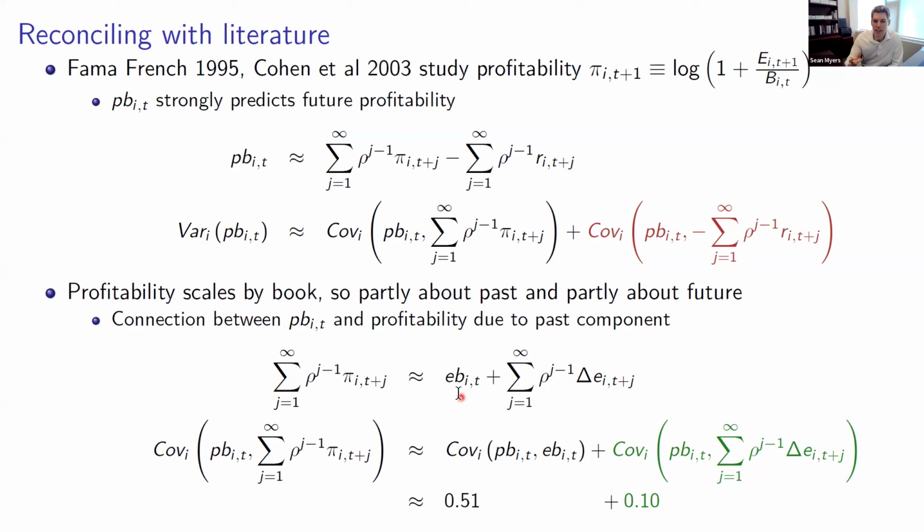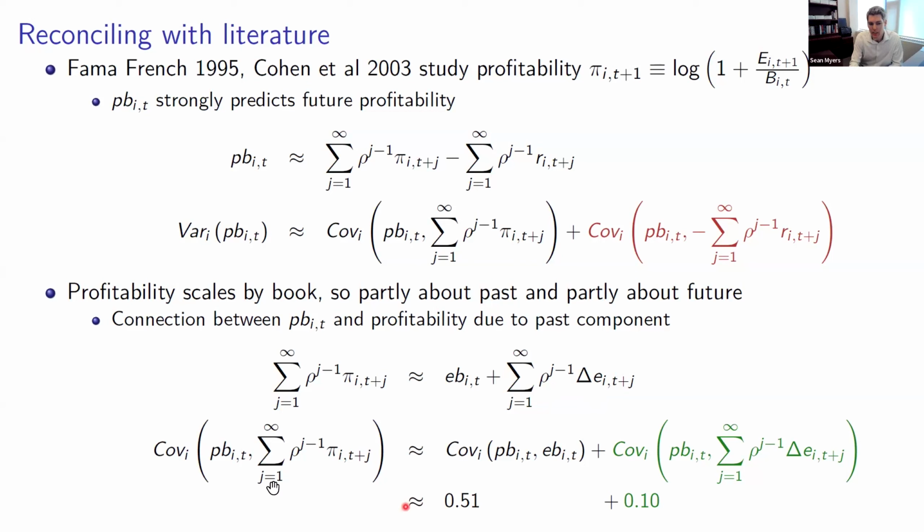Intuitively, what this is saying is that there are two ways for a firm to have high future profitability. It could grow its earnings faster than its peers and become highly profitable that way. Or it could just start off with higher earnings relative to book value than its peers. And then even if it has the exact same earnings growth as all of its peers, it will continue to have high profitability going forward.